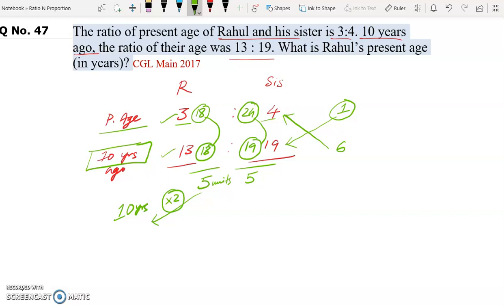Now in this question we need to find the present age of Rahul. So present age of Rahul is 18 units. So 18 into 2 will give us 36 years. And this is our answer.